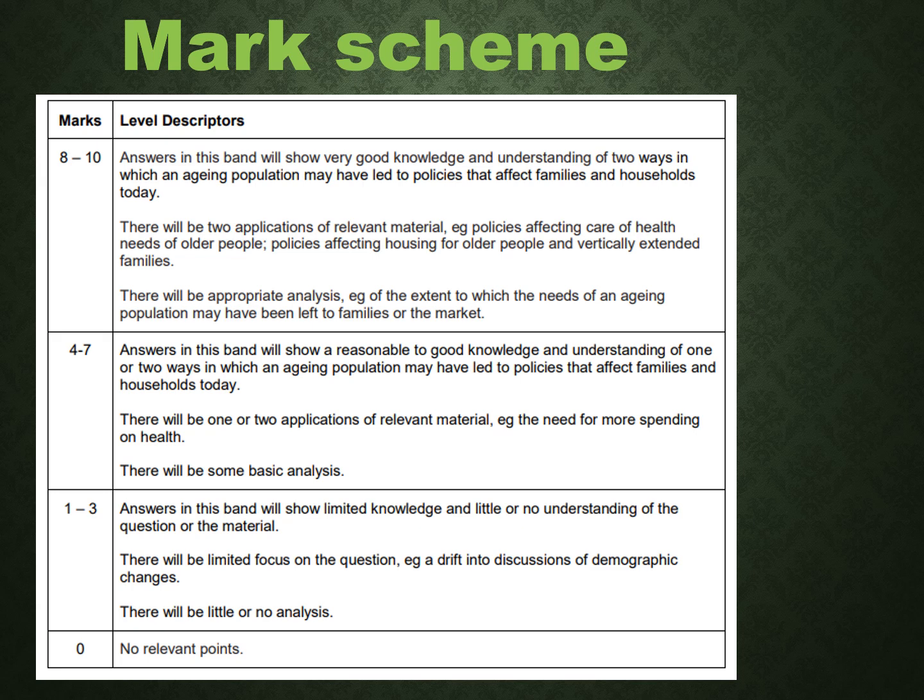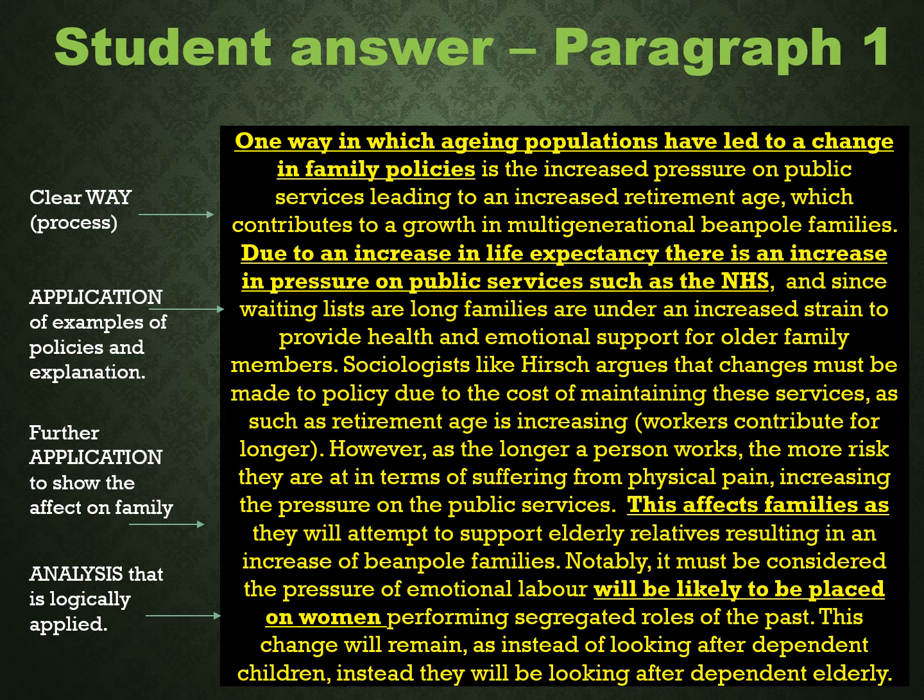So let's have a look at a student's answer to see exactly how we are going to hit those skills. If we look at the student paragraph, I've highlighted and underlined where they're starting to show words that mean they're going to be hitting the skills. This student starts off by using the wording from the question. So one way in which an ageing population has led to a change in family policies is an increase in pressure on public services, leading to an increase in retirement age, which has contributed to a growth in multi-generational beanpole families. So here they have just stated the point, it's clearly explicit, this is what the way is.